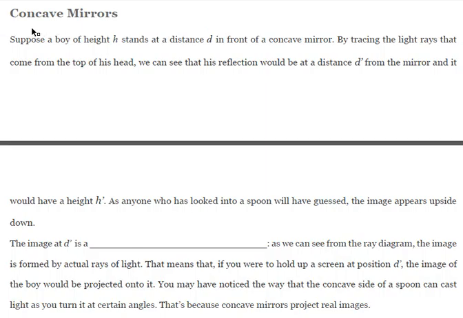So we're going to start talking first about concave mirrors. So let's say we have a boy, and his height is h. He's standing at distance d away from a concave mirror, and by tracing the light rays that come from the top of his head, we can see that his reflection would be a distance d prime from the mirror.